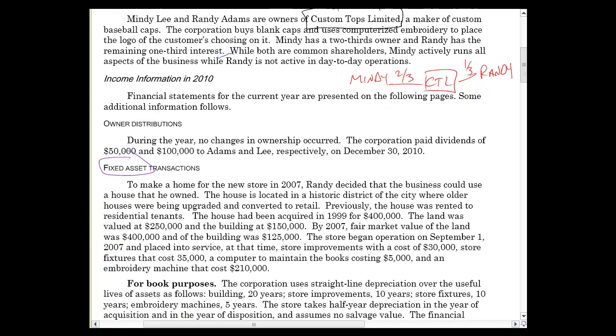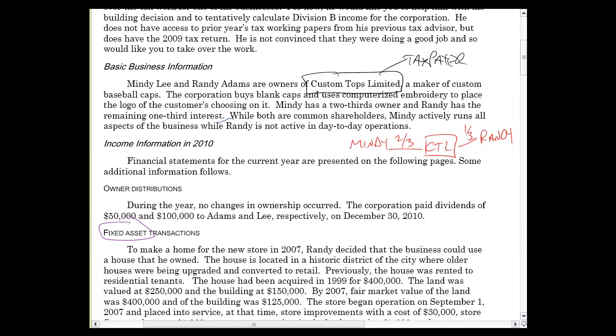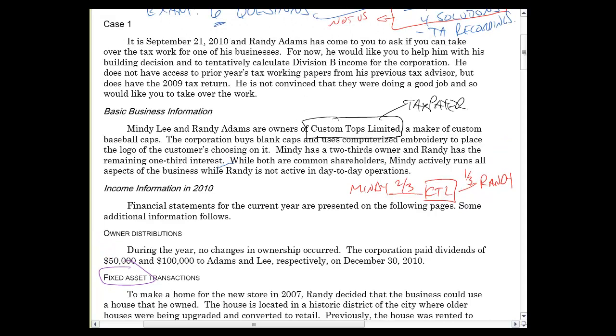We know that one of them's active, one of them's not. All of these things matter, but not to us. The fact that he's not active causes him tax issues, but not for us. We're accounting for the company, not him. And we don't know anything about their relationship, and we don't need to infer anything.